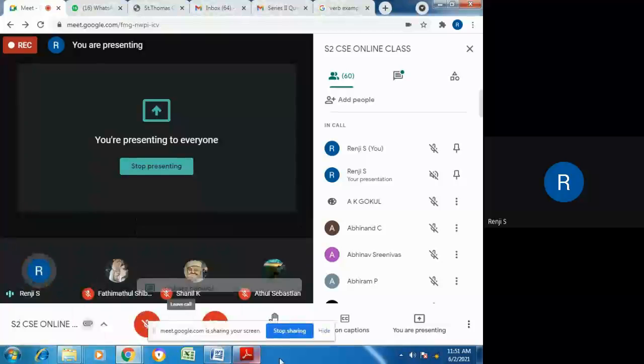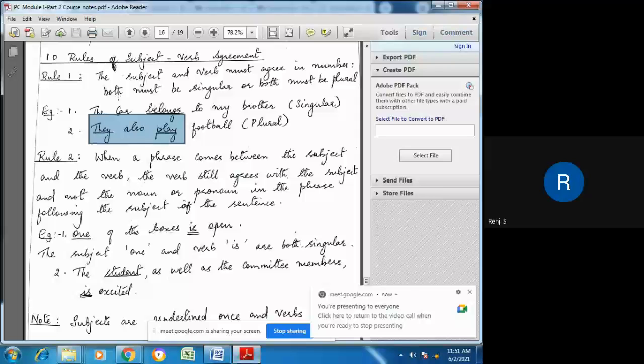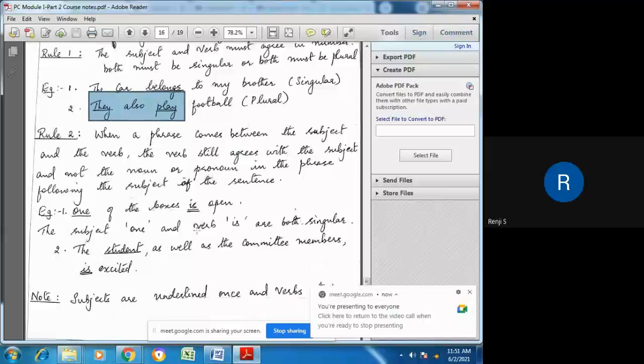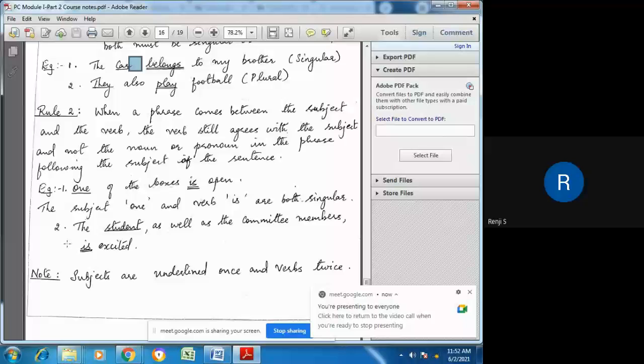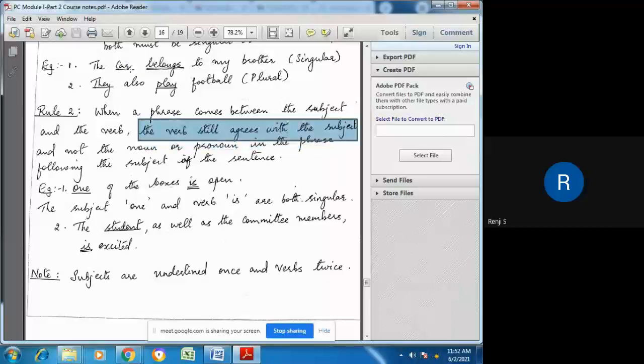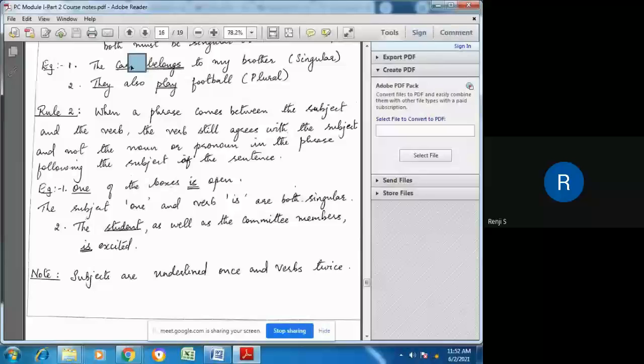So we are not going much into the depth or into the exceptional rules. We are just following the simple rules. Just keep in mind all these rules. So next, rule 2. This rule says that when a phrase comes between the subject and the verb, the verb should still agree with the subject. Even if there are phrases in between the subject and the verb, if the subject is singular, the verb should be singular, and if the subject is plural, the verb should be plural.